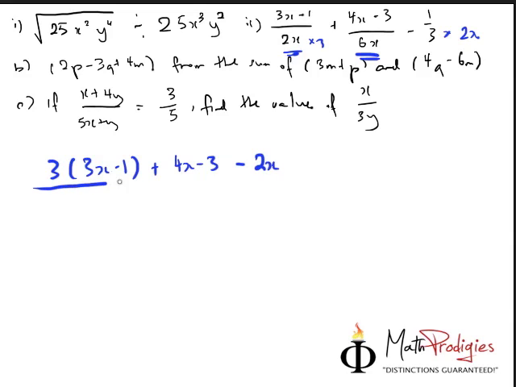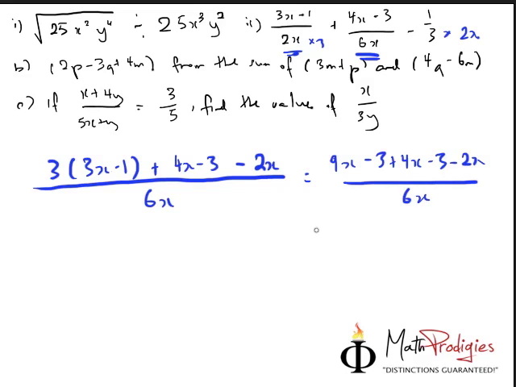From here, you can just put it all under one roof. So from here, you just open up the top one. You get 3 times 3, 9x, minus 3, plus 4x minus 3, minus 2x, over 6x. Therefore, 9x plus 4x gives you 13x, minus 2x gives you 11x. Minus 3 minus 3 gives you minus 6, over 6x. So now you can break it down further. Therefore, you get 11x.